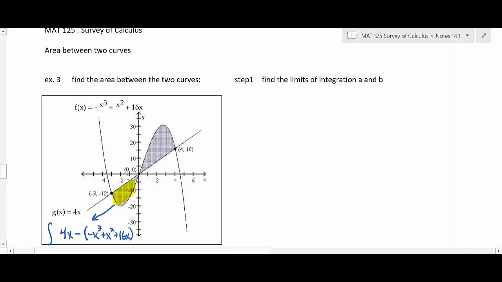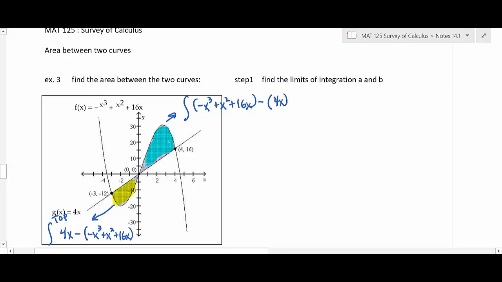So just in this little piece right here, the curve on top is the 4x, and the curve on the bottom is the cubic, but it changes. When you look at this region right here, it's different. This integral would have to go like this. You would say the integral of the top curve, which is now negative x to the third plus x squared plus 16x, and then the curve on the bottom now is the line, so that's minus the 4x like that. So you actually have to do 2 integrals on this problem.